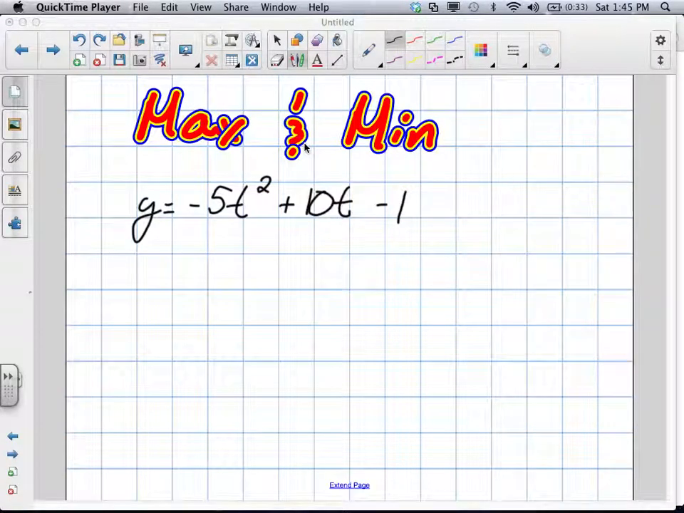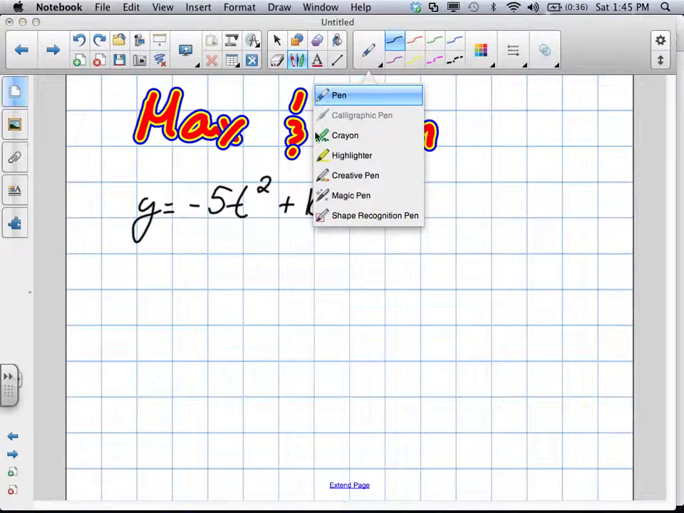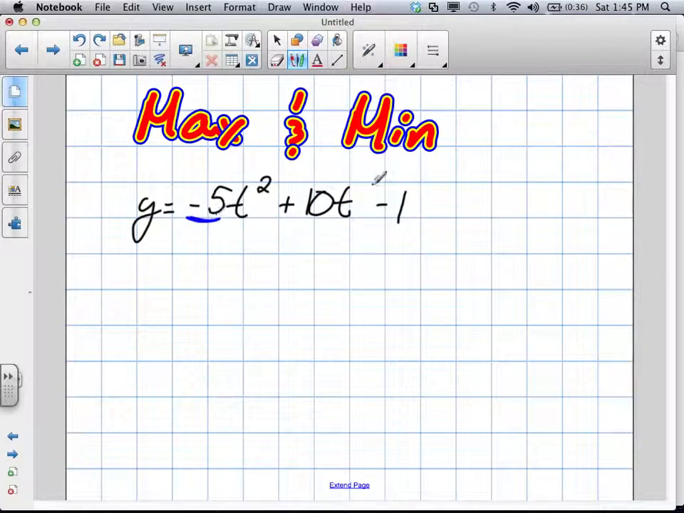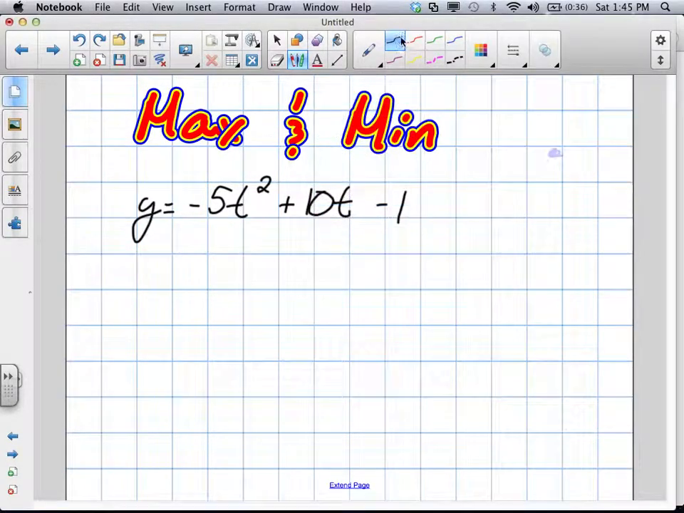Okay, we're looking for the max, they said, of this question. And we know it's a max because our A value here is negative, which means we have something that opens like that. So there's a max height. The vertex will be the highest point. In other words, the max is the vertex. We're in standard form, and we need to go to vertex form.